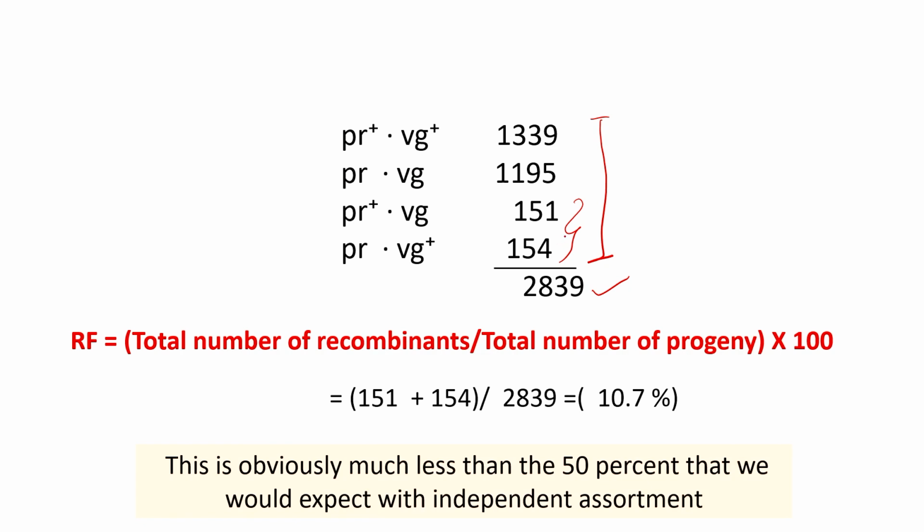So you have the recombinants, you have the total number, you divide the total number of recombinants by the total number of progeny that we have, and multiply it by 100. And when you multiply it by 100, you get the recombination frequency in percentage, right. So now if you see this example, here we have the recombination frequency much less than 50%, it is only 10.7%, and that indicates that these genes are linked.